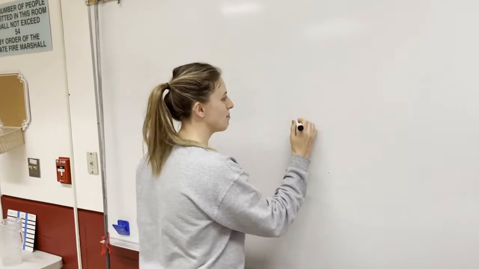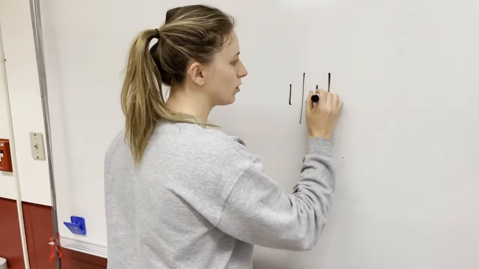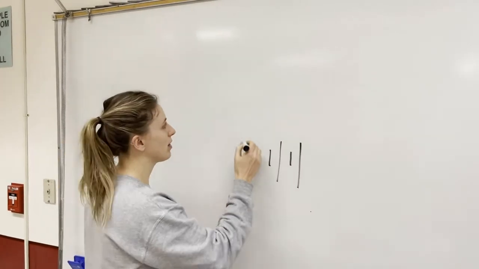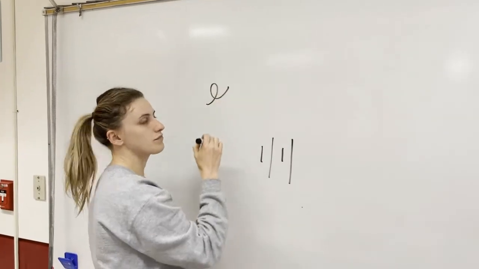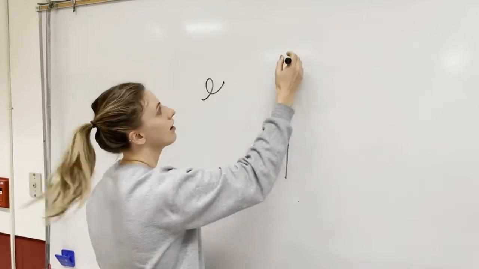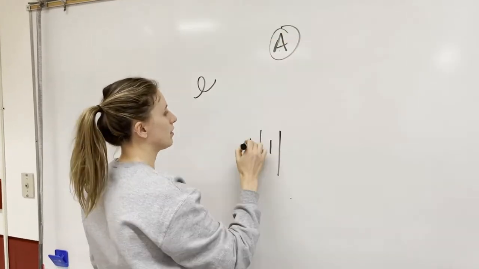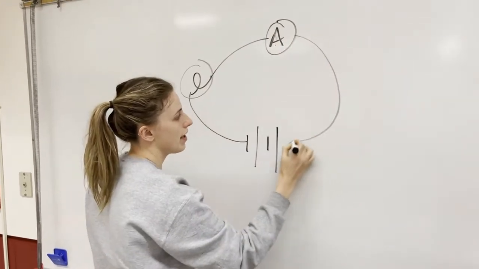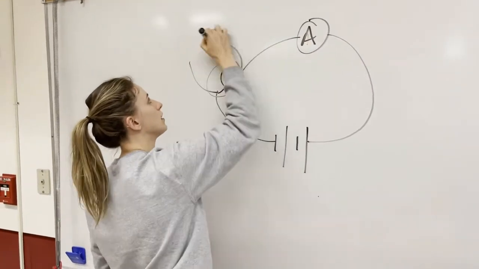All right, ladies and gentlemen, here is what your diagram should look like. I'm going to go ahead and do the one with 2 batteries, so it'll look like this. Okay, and then we had the light over there, the ammeter over here, and then we had the voltmeter attached here, right?